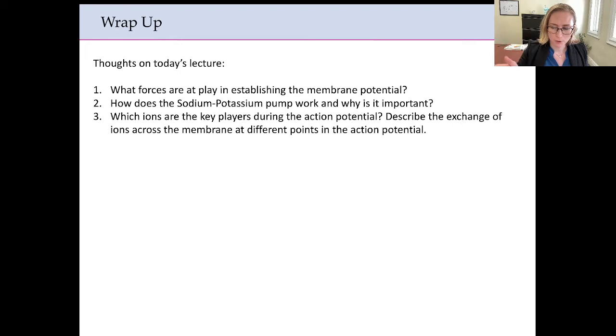from the moment that the threshold of excitation is reached, which ion channel opens, sodium channels open, what is the change in voltage at each point, and when are different ion channels open or closed. I want you to be able to write down that entire process, right? In kind of like a 1, 2, 3, 4 step. I think it's a six-step process. And describe the exchange of the ions across the membrane at different points.